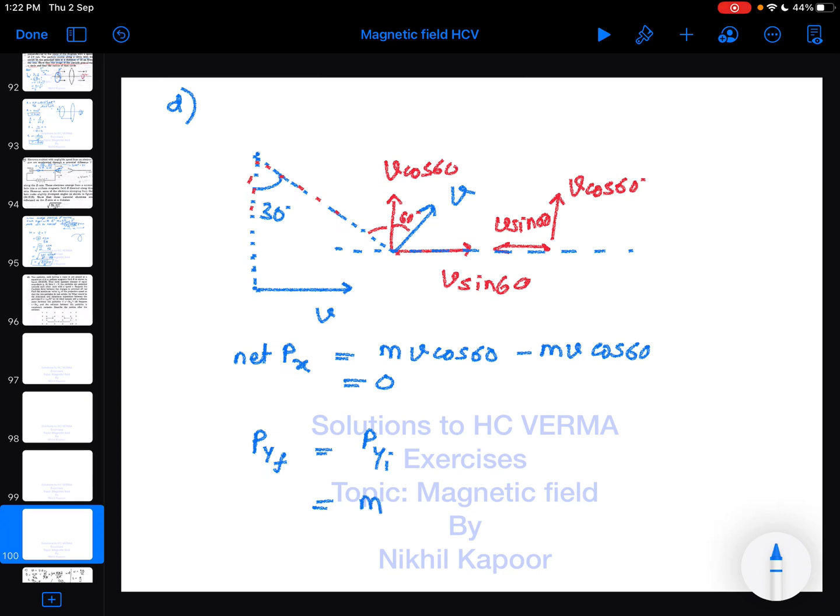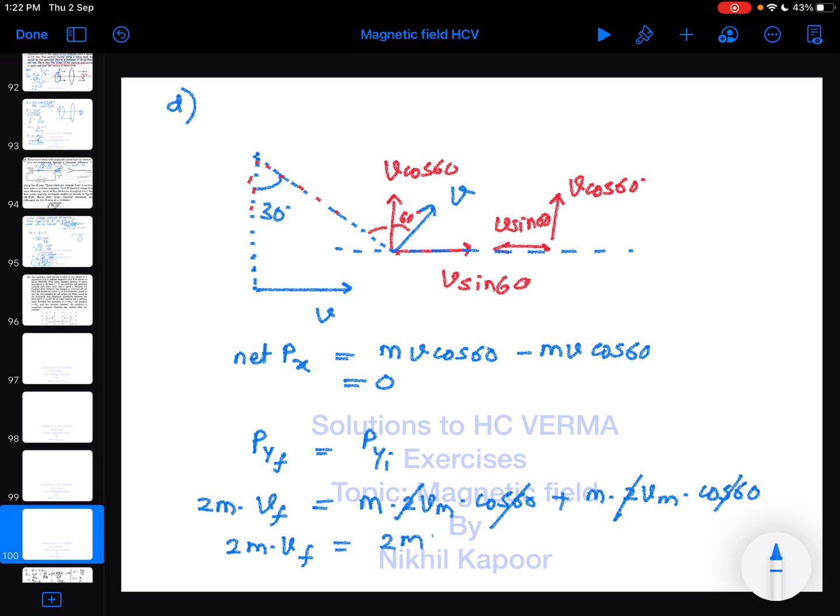So initially, as you can see, m into twice vm cos 60, plus the other particle is also having the same direction upward, m twice vm into cos 60. As the collision is inelastic, the particles will stick together, total mass will be 2m and final velocity v. So 2m into final velocity equals, cos 60 is 1 by 2, the 2 gets cancelled, m vm plus m vm will be equal to 2 m vm, the 2m will get cancelled. So the final velocity of the particle in y direction will be vm.